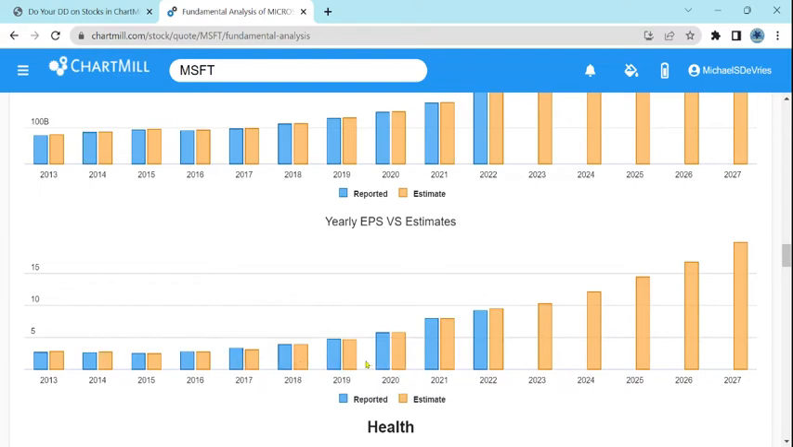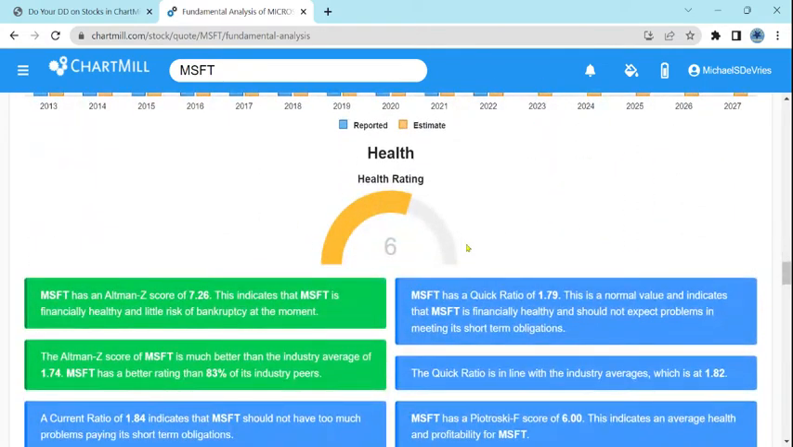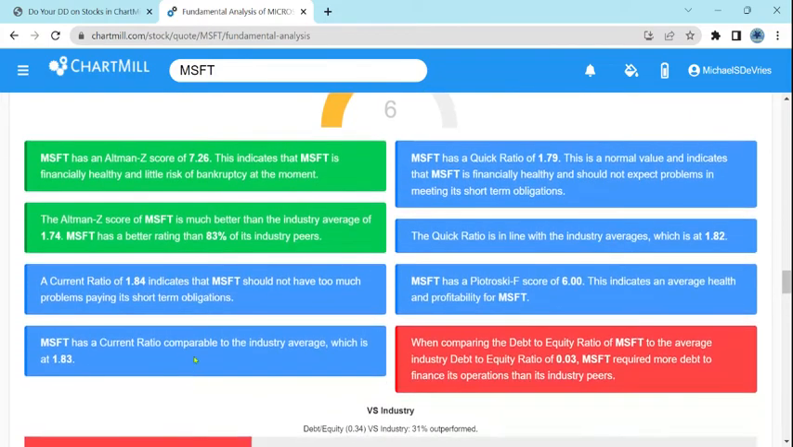Same thing with EPS, blue actual, yellow reported, and we get a good feel for that trend. So same thing with the health rating. In this case, Microsoft gets a 6 out of 10. We can see right off the bat what the strong suits are. And here's an Altman Z score, which is green, which is positive. And they explain that that means that it's financially healthy and little risk of bankruptcy. So that's good to hear, right? And again, it's better than the industry.